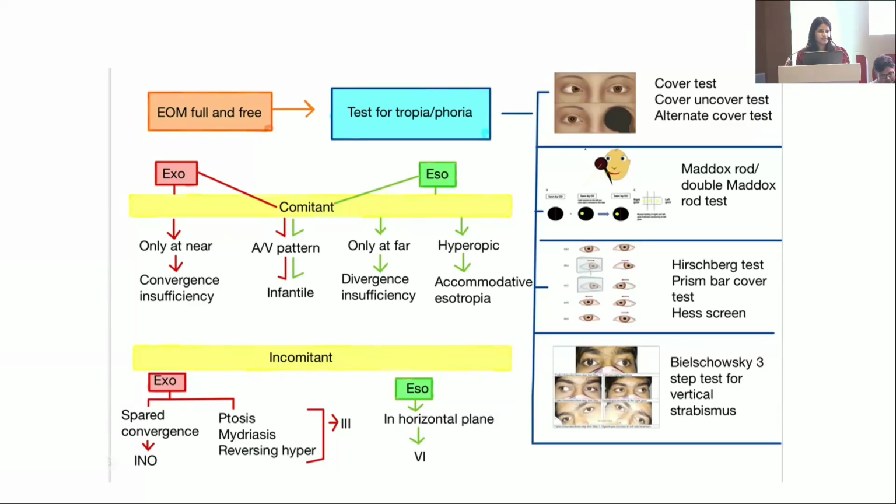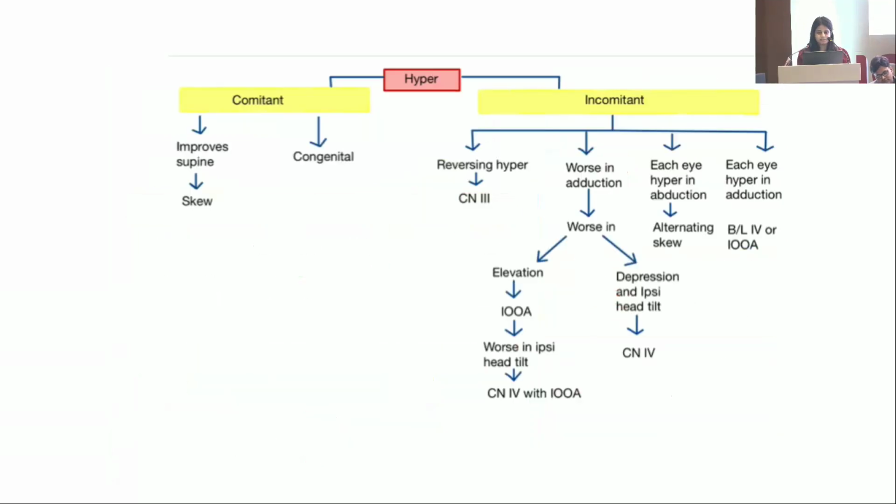Whereas if the deviation is not equal in all the nine positions of gaze, then it is incomitant and it signifies nerve palsy. Exotropia, the same. If the convergence is spared, then it is internuclear ophthalmoplegia. But if it is associated with ptosis, mydriasis, and reversing hypertropia, then it indicates third nerve palsy. Esotropia in the horizontal plane indicates sixth nerve palsy.